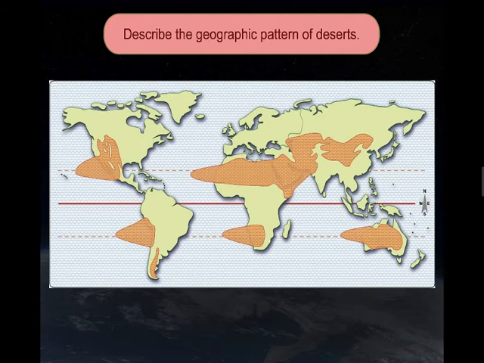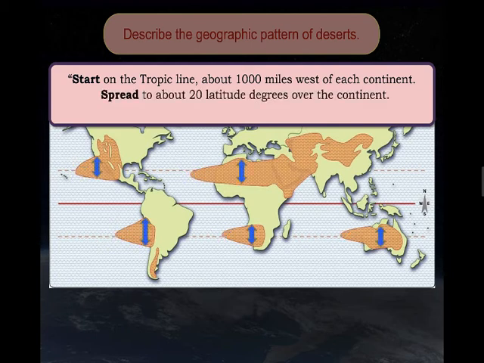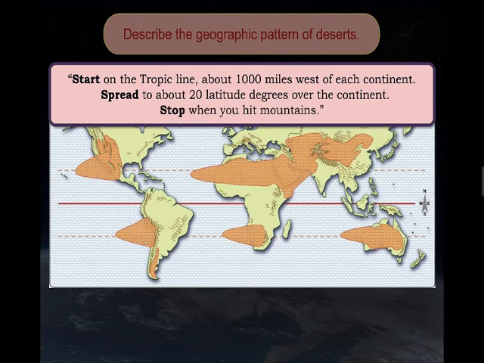With that as background, we asked the students to describe the geographic pattern of these tropical deserts. The purpose is to get them to translate this visual image into a verbal statement. So, start on the tropic line, about 1,000 miles west of each continent. Spread out to be about 20 degrees of latitude by the time you reach the continent, and stop when you hit some mountains.